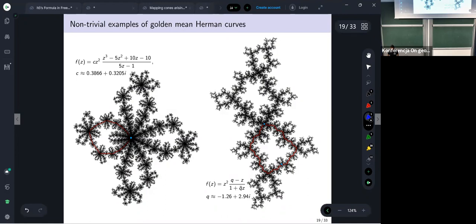If you can see 2 blue dots over here, this one and that one, those are the critical points, and they are antipodal opposites on the sphere. Attached over here is an outer bubble, this one. That's the pre-image of the Herman quasicircle. And then there's an inner bubble attached over here. So this one as well is also a non-trivial example of a Herman curve.